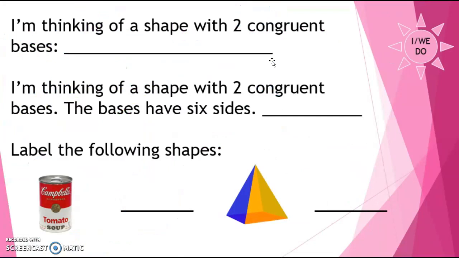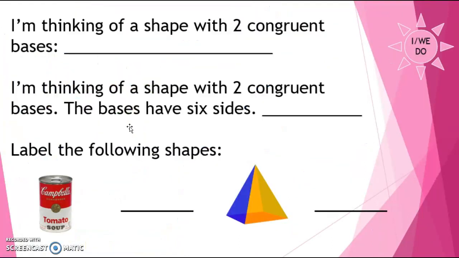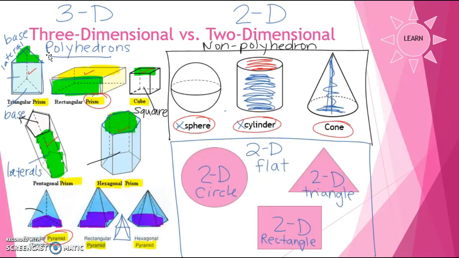I'm thinking of a shape with two congruent bases. Let's go back. The bases are the exact same. Well, the base is the same on this one, and this one, and this one, and this one, and this one. Oh, it must be a prism, because only prisms have two congruent bases. Let's go back. Pyramids only have one base. Did you notice that? Pyramids only have one base.